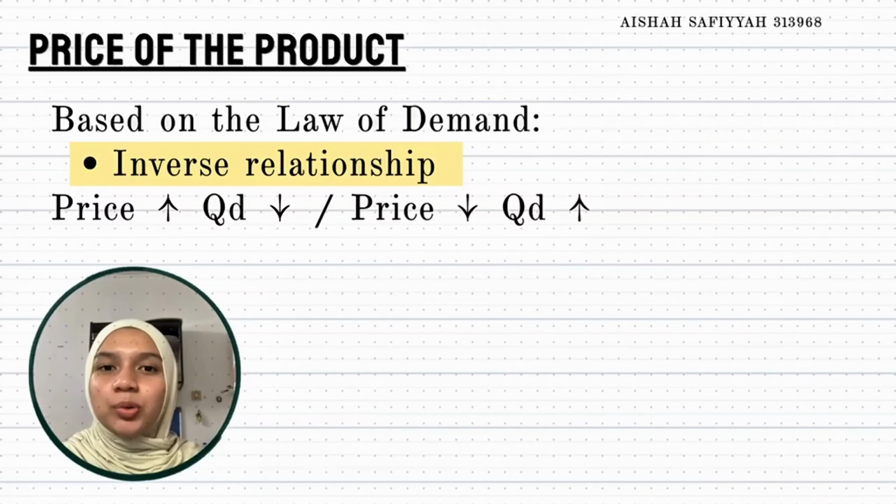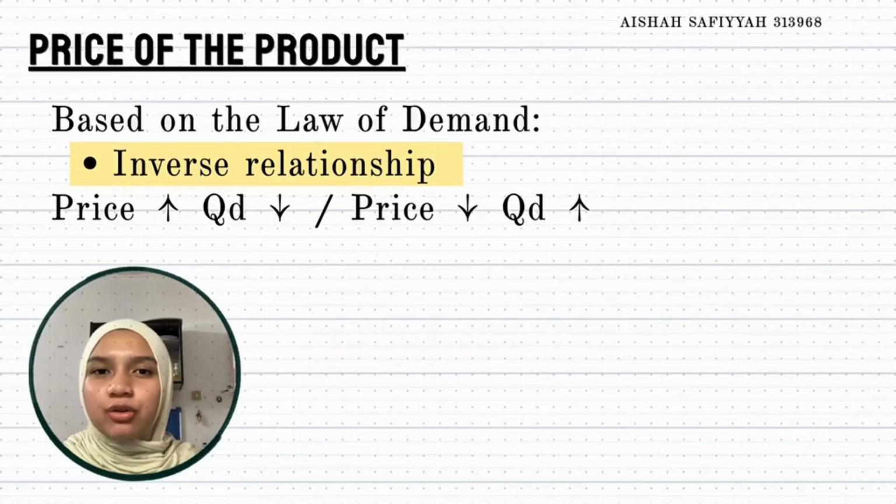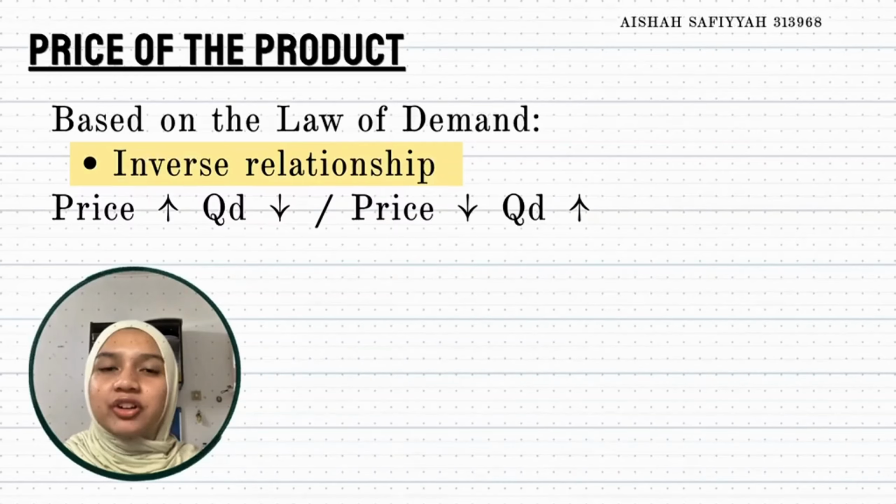The first determinant we will be discussing is the price of the product itself. According to the law of demand, there is an inverse relationship between the price of the good and the quantity demanded of the good. Meaning, when the price of a good goes up, the quantity demanded goes down, and vice versa, assuming all other factors remain constant, which we call ceteris paribus.